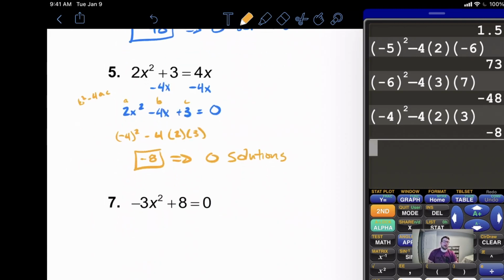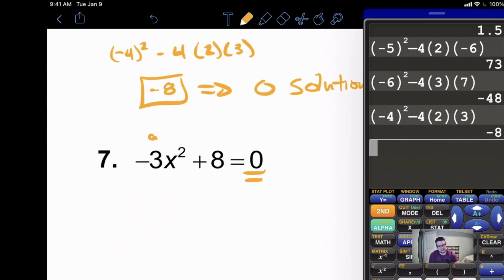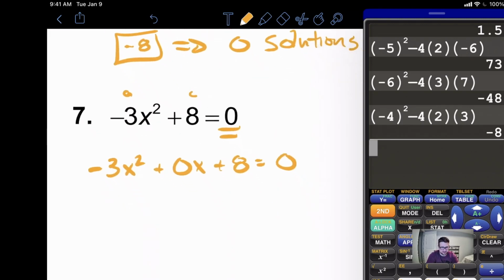Let's look at problem number 7. Now problem number 7, we can see that it's already set up and equal to 0. But the issue here is that we're missing our b term, right? Because this is a, and the number is just c, so we're missing the b. So we're going to rewrite it in a way that we can incorporate the b term back in here. So we'll have negative 3x squared plus 0x. That gives us a b term. It's just 0, which is what's really happening here. Plus 8 equals 0. Right? 0x doesn't actually change anything here.